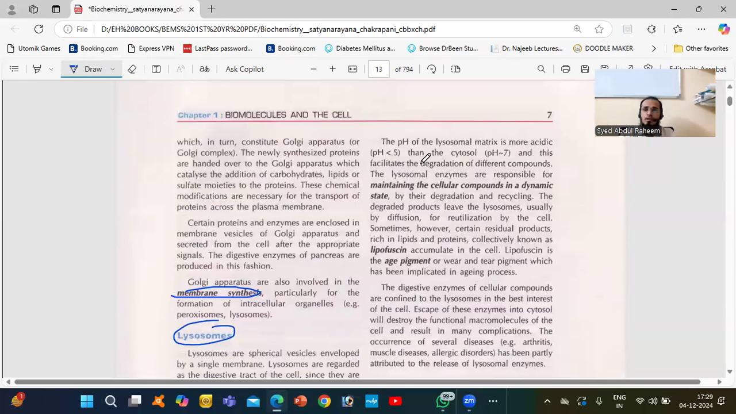So regarding lysosomes, what we have to know is the pH level. We have to remember that. The pH level of lysosomes is more acidic.